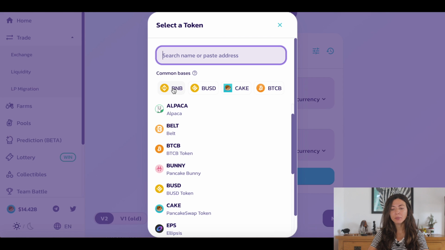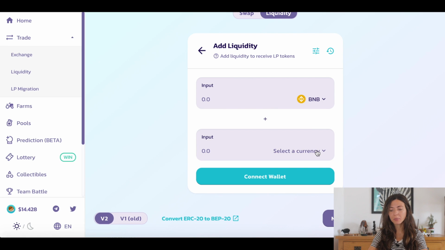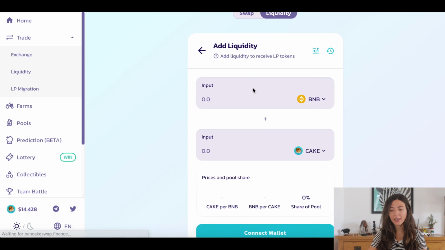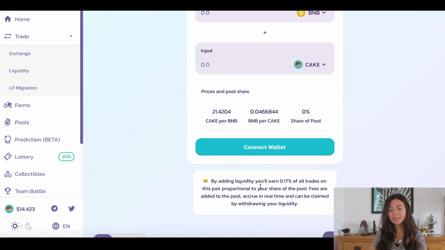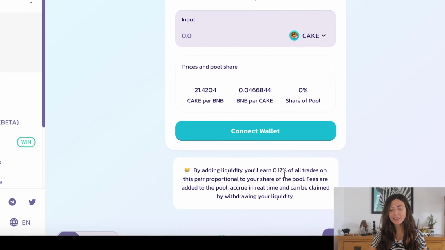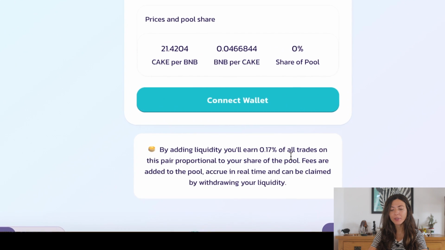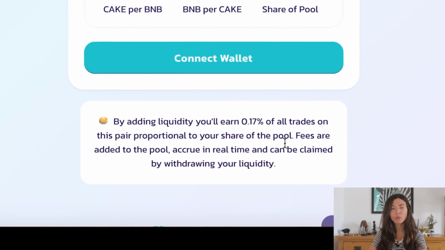The most common bases are BNB, BUSD, Cake and BTCB. And of course, in an ideal world, you want to choose two stable currencies, those currencies that will not change the price massively, especially against each other. So you can choose, for example, BNB and Cake, and you see that by adding liquidity, you'll earn 0.17% of all trades on this pair proportional to your share of the pool.